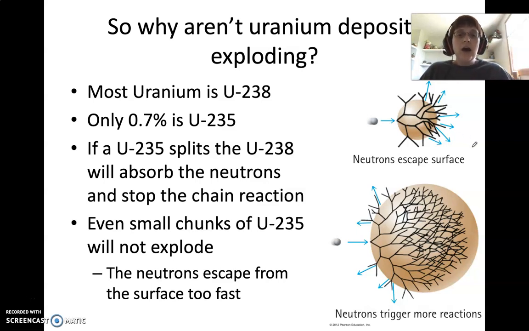Right? And so here you need something larger like this chunk down here in order to get that chain reaction, where you get the neutron coming in and hitting and triggering the chain reaction where the neutrons can't escape and build up the reaction. And the thing is that we don't have, in nature at least, chunks of uranium-235 that are this big that allow the reaction to build up and explode.